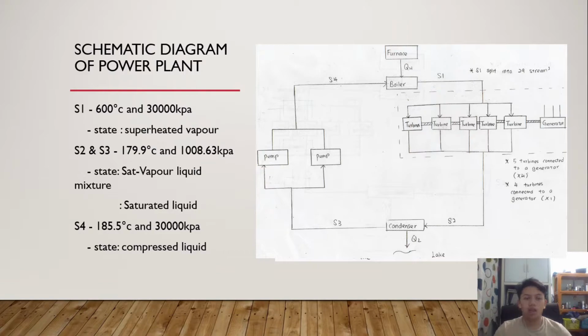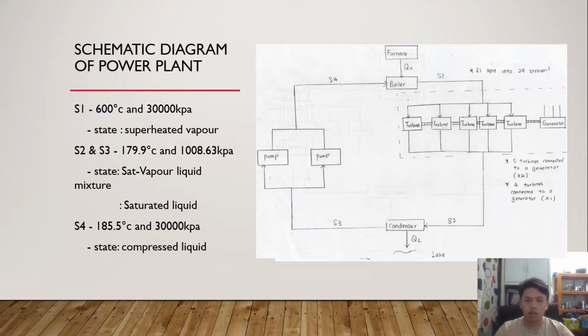S1 is at 600 Celsius and 30,000 kPa at a state of superheated vapor. It enters the turbine and exits at S2, 179.9 Celsius and 1008.63 kPa, in saturated liquid vapor mixture. The process that occurs in the turbine is isentropic expansion, as it converts heat energy from steam into shaft work.